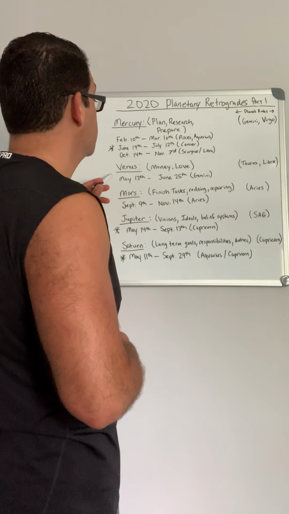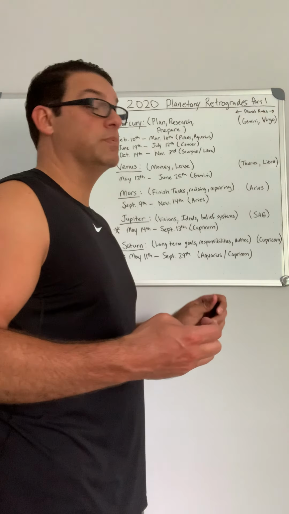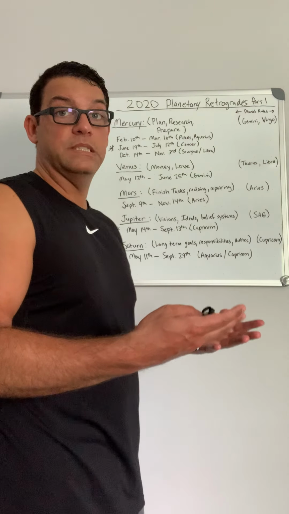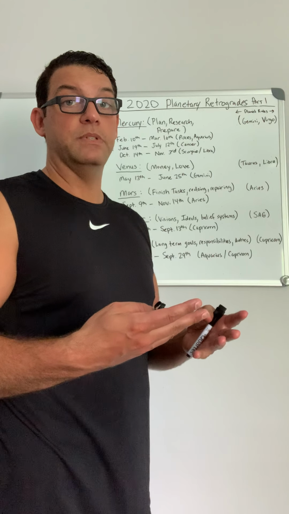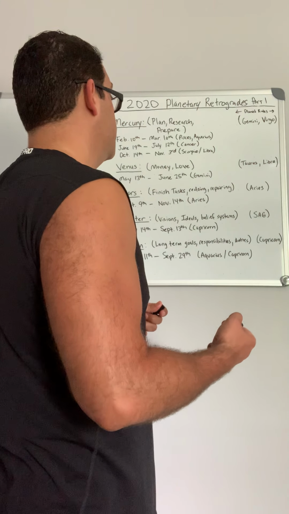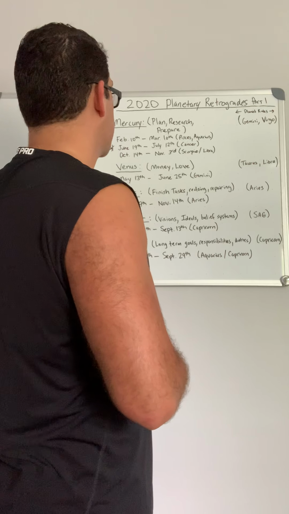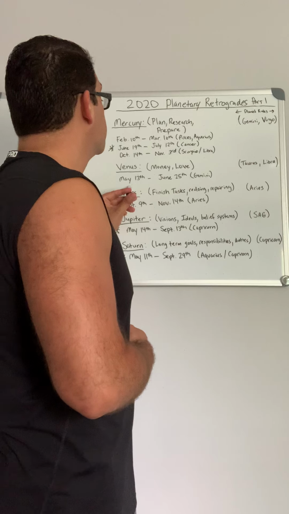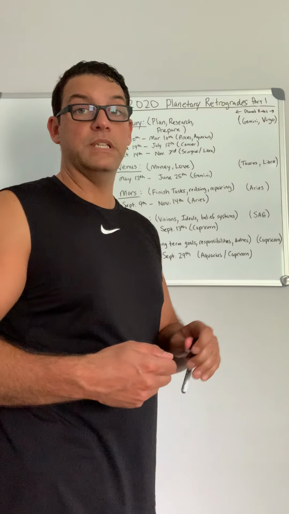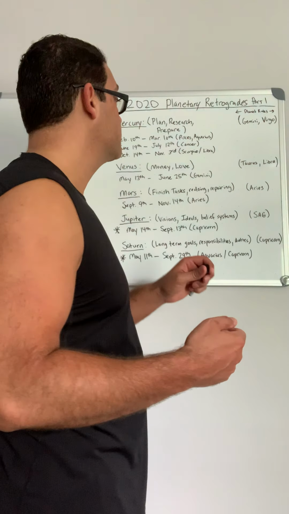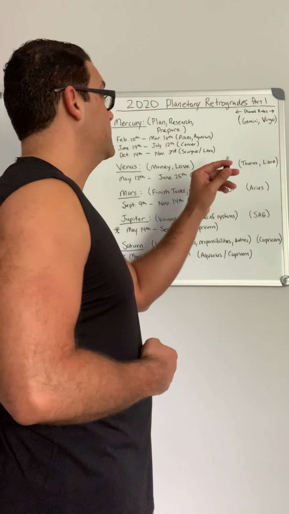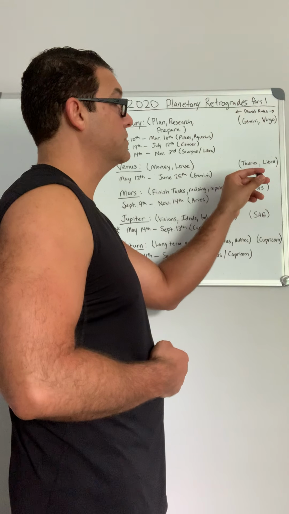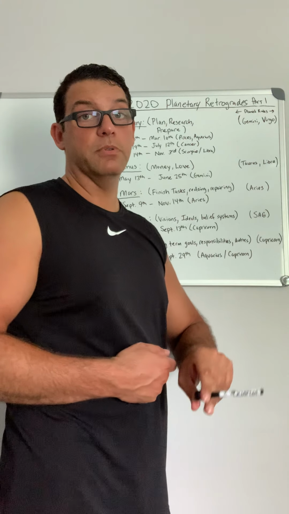Okay, the next planet is Venus. The reflection point for Venus will be money and love. Of course, Venus is the planet of money and love, so it's typical that those would be the things that would come up. It's retrograding from May 13th through June 25th in the sign of Gemini, so Gemini will be affected. Venus also naturally rules the zodiac signs of Taurus and Libra.